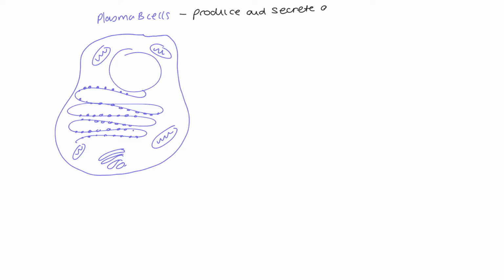So as we might expect, plasma B cells grow a bit and they develop lots of rough endoplasmic reticulum, ribosomes, mitochondria, and Golgi apparatus, because all of these things are important to enable them to do protein synthesis. So plasma B cells produce and secrete antibodies, and antibodies are quaternary proteins. They're made up of 4 polypeptide chains which are joined together by disulfide bridges, and we're going to have a look now at a diagram of an antibody and have a look at the different parts and the function of each of the different parts.